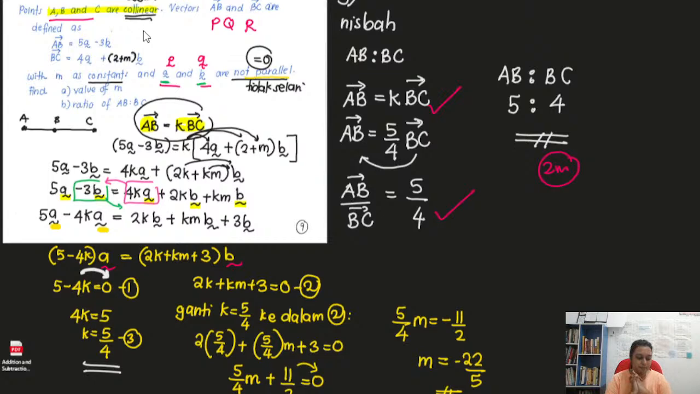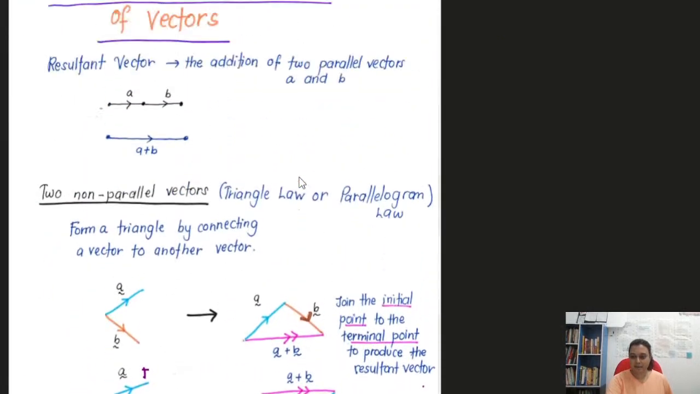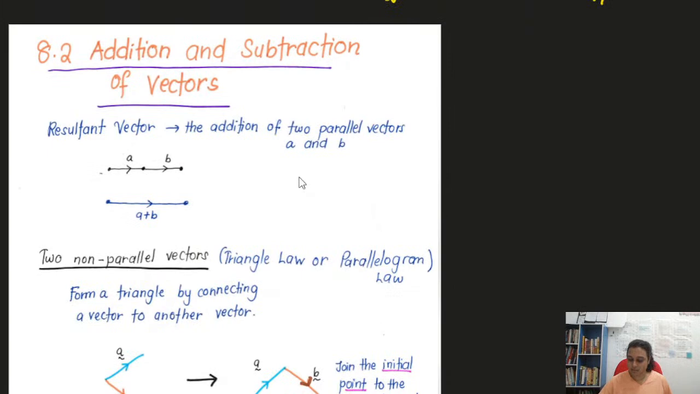Okay, so we're going to go to 8.2, addition and subtraction of vectors. Oh, this part, addition and subtraction, is super easy. It's like Year 1 addition and subtraction. Literally it's like that. I'll just teach you certain things you need to know for addition and subtraction. Okay, ready? Done, teacher. Okay, let's go to the next part, addition and subtraction.